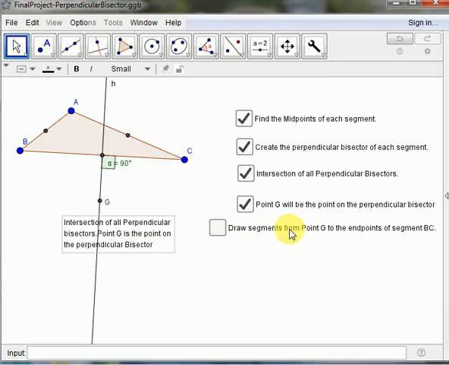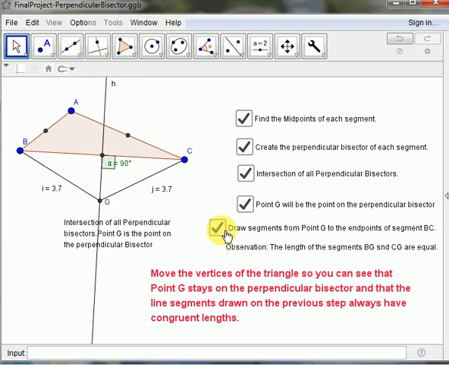Now I want to draw the segments from point G to the endpoints of BC. So once I do that, their lengths come up. So by looking at these lengths, I have that I is 3.7 and J is also 3.7.